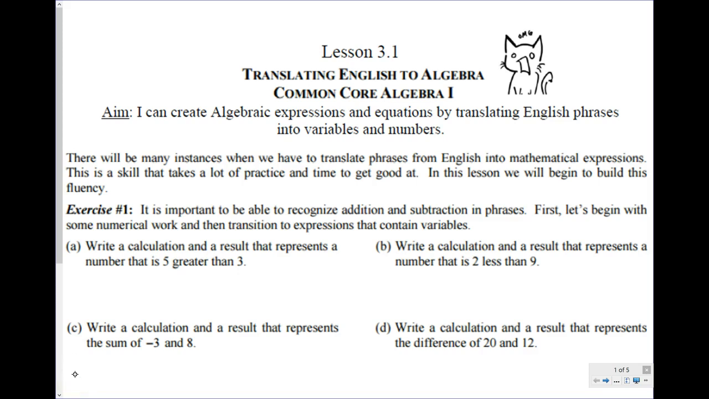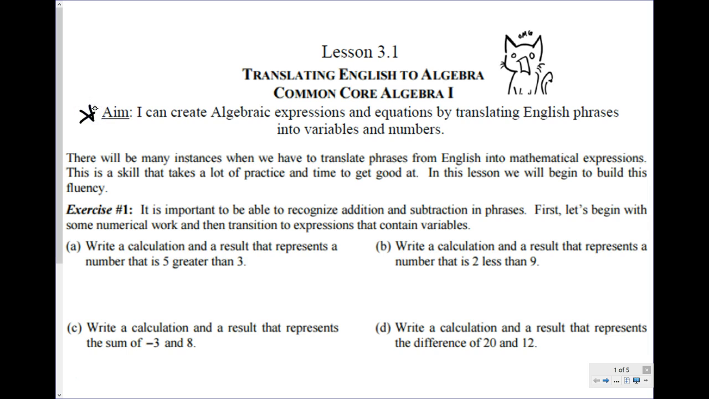You've done a really great job so far this year, and I'm so proud of all of you for making it this far. This unit is all about working with language and translating English to algebra and solving a variety of different kinds of word problems. So this unit is really about word problems. So in Lesson 1, let's take a look at the aim.